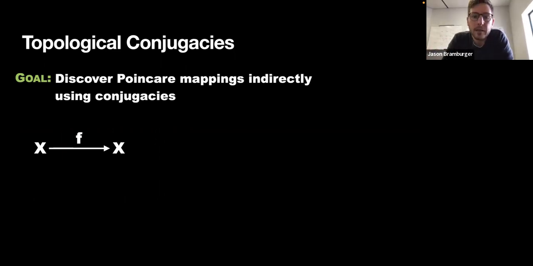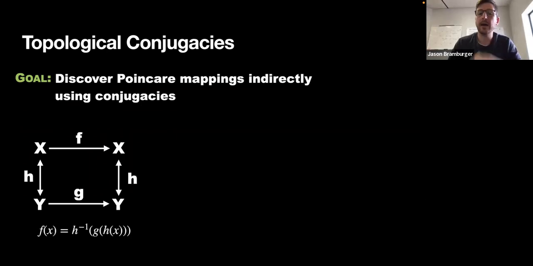The basic idea of a topological conjugacy is that, say we have some mapping F, that might be my unknown Poincaré mapping, that takes a space X back into itself. Well, a topological conjugacy generates a commutative diagram between say a mapping F and another mapping G from another space Y back into itself, where the topological conjugacy is this function H that transforms the domain and range of F into the domain and range of G while respecting this little equality that I have for you at the bottom.